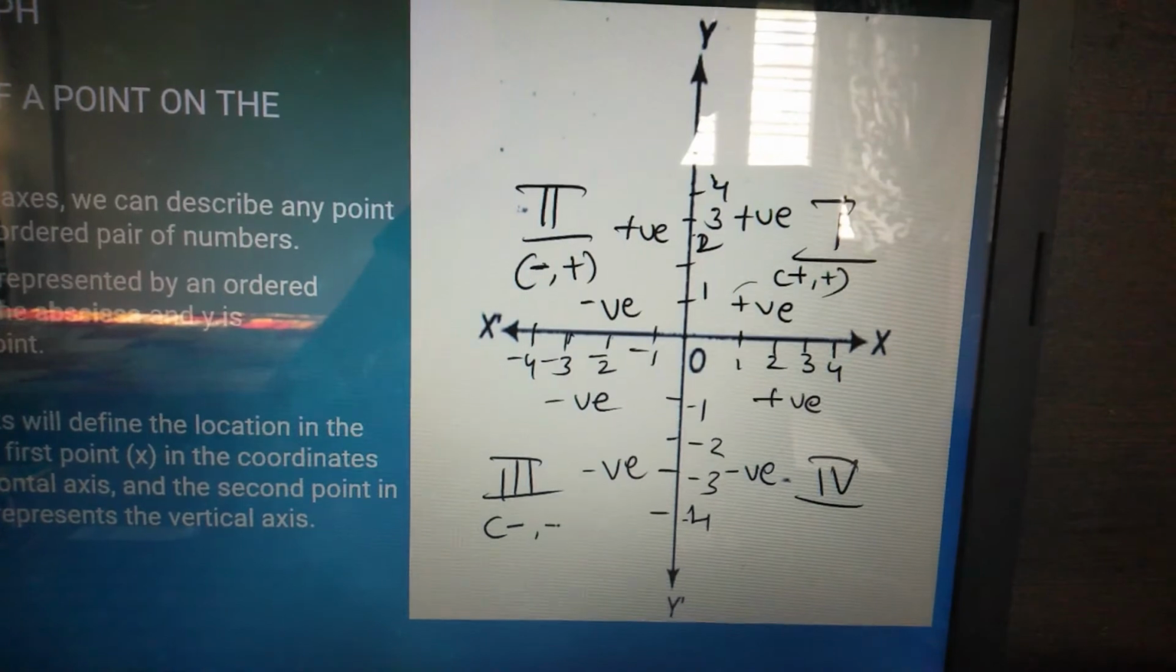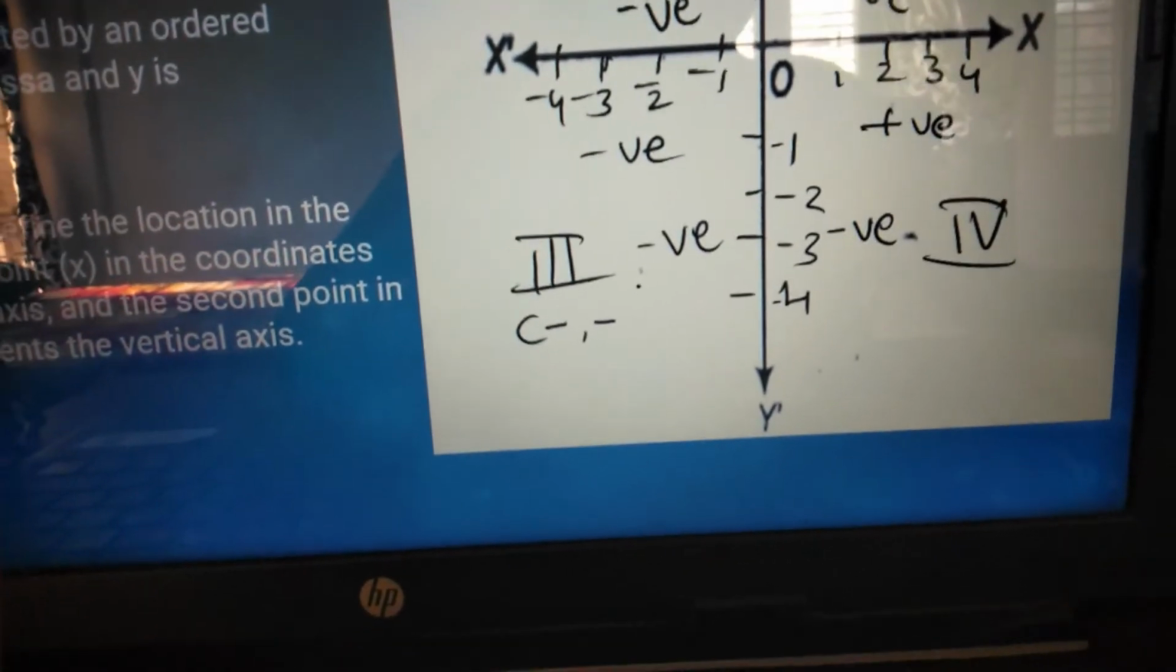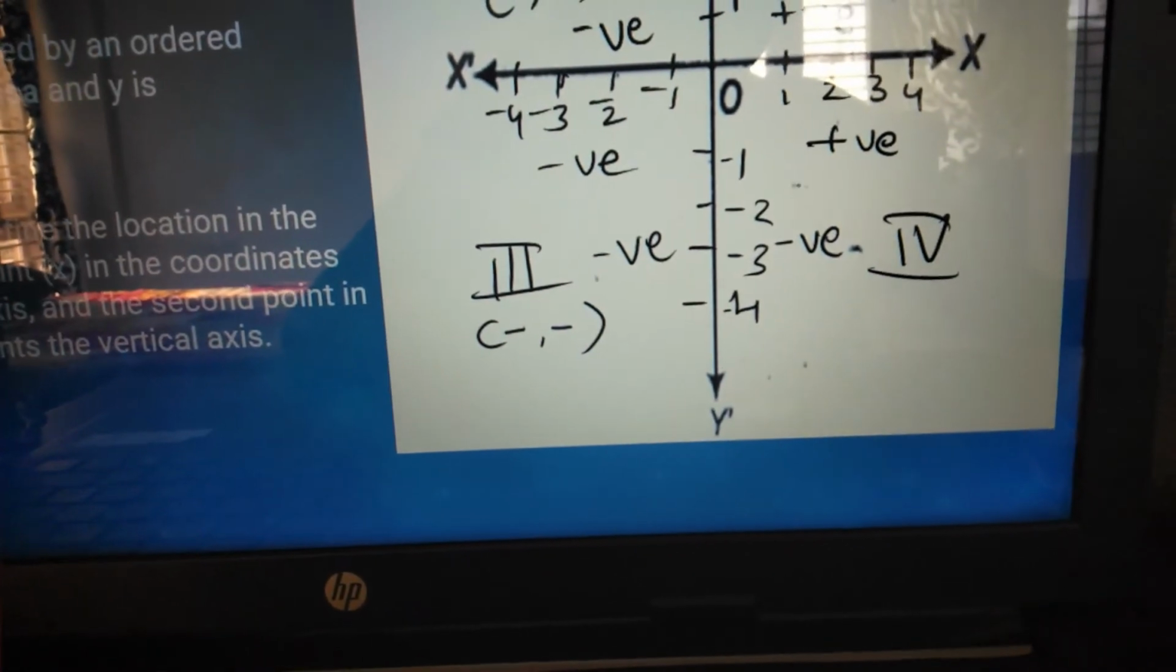You're able to see my pointer? I know it's very small, sorry about that, but I still hope you're able to see it. I think so, right? Yeah.